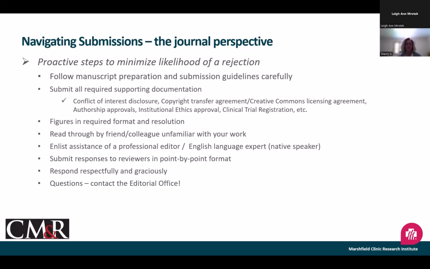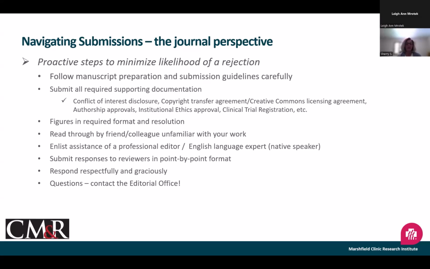Another thing within the manuscript itself, you want to make sure that your changes stand out and make it as easy as possible for your editors and reviewers to find your changes. So use track changes or a different color font or something to pull those out, make it easy for the person looking at that revision to find those changes.